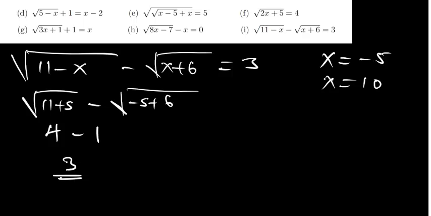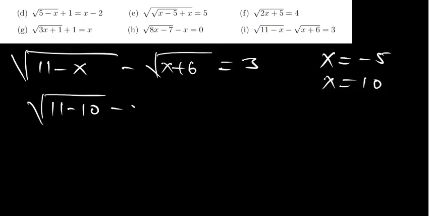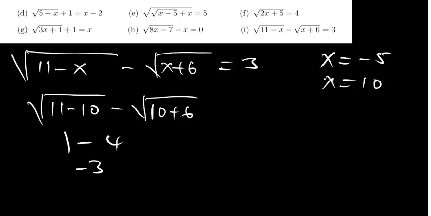Let's try 10. If I put 10 here, it's going to be 11 minus 10, minus the square root of 10 plus 6. So what is here? 11 minus 10 is 1. The square root of 1 is 1, minus, 10 plus 6 is 16. The square root of 16 is 4. I'm getting negative 3. Is negative 3 equal to 3? No. So x equal to 10 is not my solution. So the only solution for this equation is x equal to negative 5.